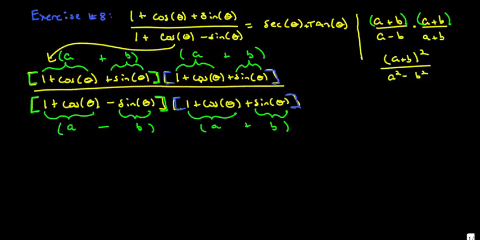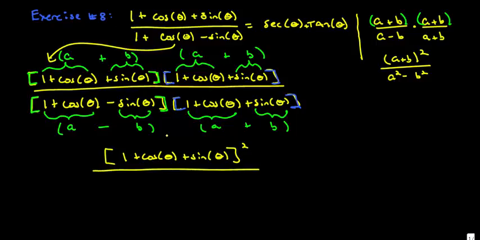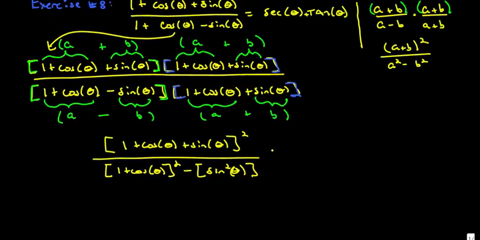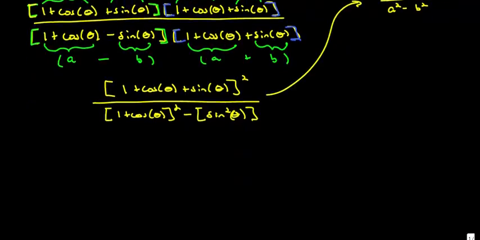Now, could you have multiplied all this out? Yeah, you can, but it takes you a while. So what I'm going to get over here is the following. I'm going to get 1 plus cosine theta plus sine theta, that guy squared. And on the bottom, I'm going to get A squared, which is 1 plus cosine theta squared, minus sine squared theta, like that. That comes directly from this right here.